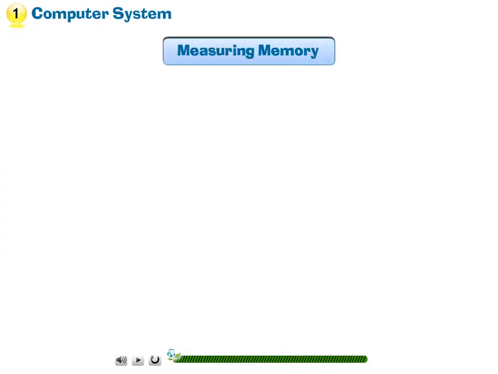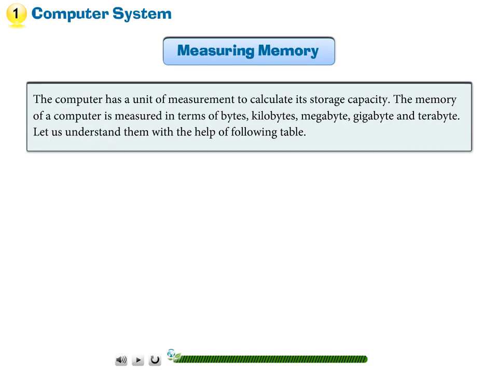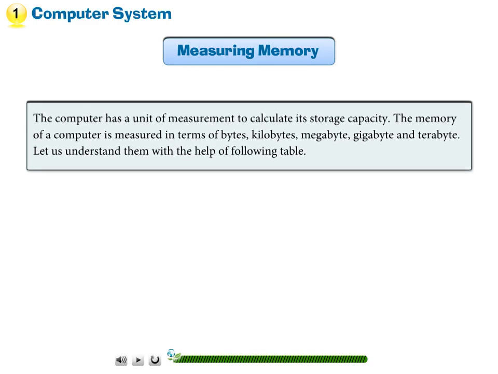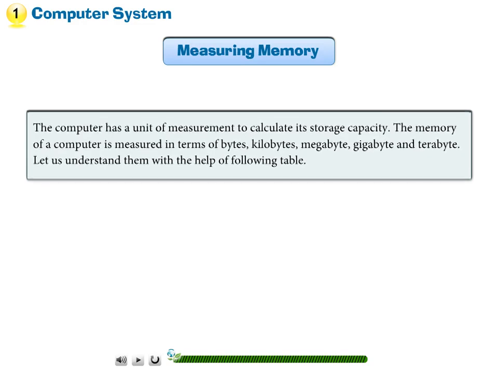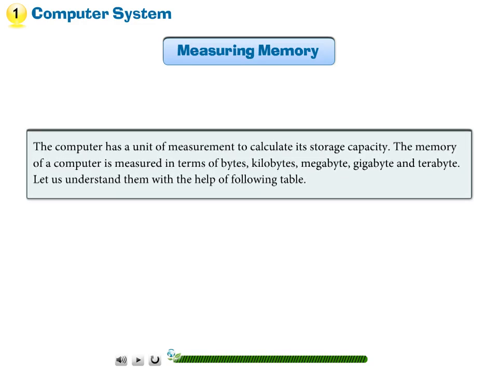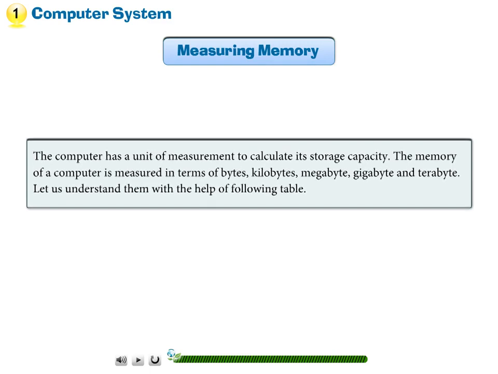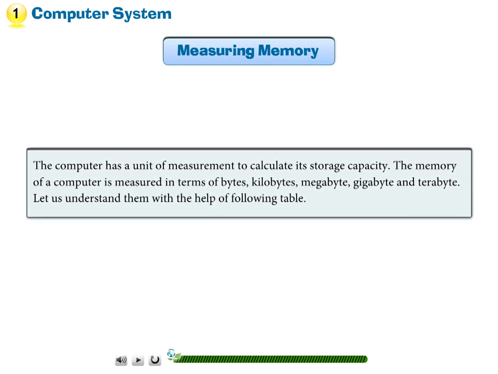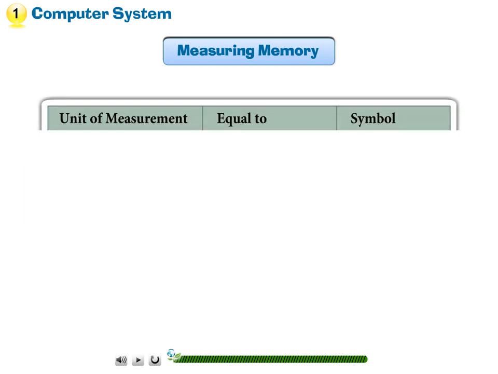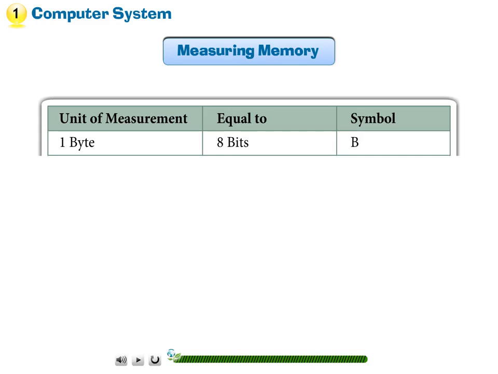Measuring memory. The computer has a unit of measurement to calculate its storage capacity. The memory of a computer is measured in terms of bytes, kilobytes, megabytes, gigabytes, and terabytes. Let us understand them with the help of the following table. Unit of measurement, equal to, symbol. 1 byte, 8 bits, B.